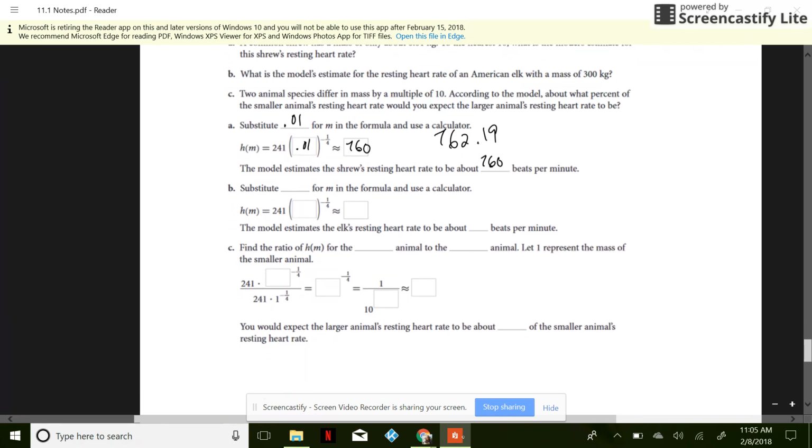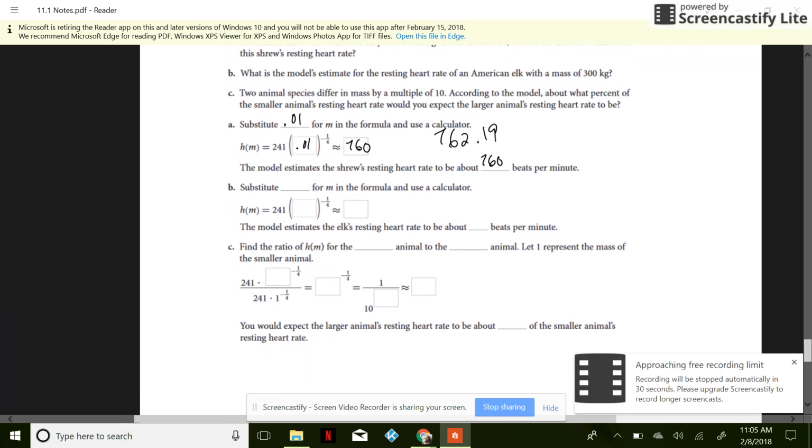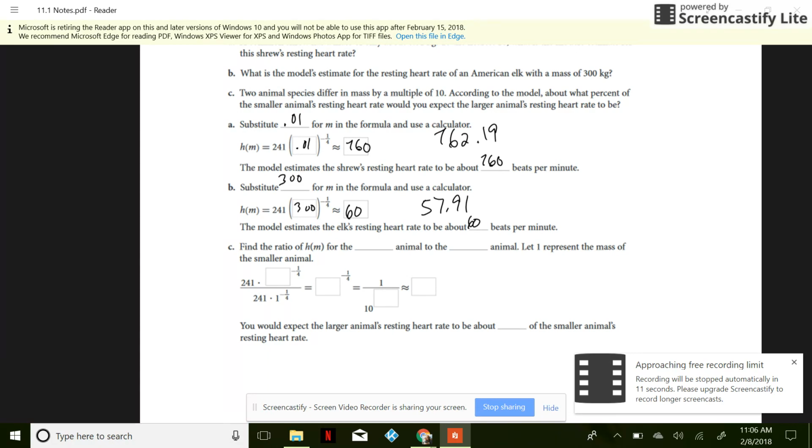Part B, we're estimating the heart rate for an American elk with a mass of 300 kilograms. So we're going to substitute in 300 for m. When you plug that in, you'll get about 57.91. So that's about 60 beats per minute then for the American elk. When we come back, we'll finish this problem and do some work on our calculator.